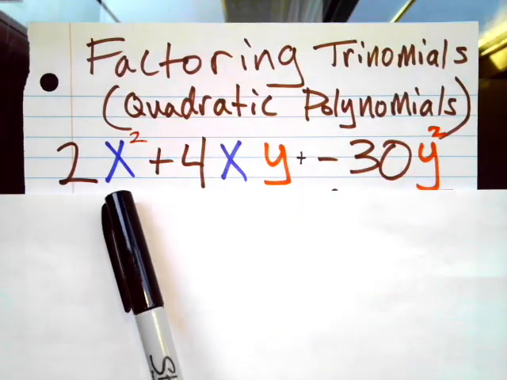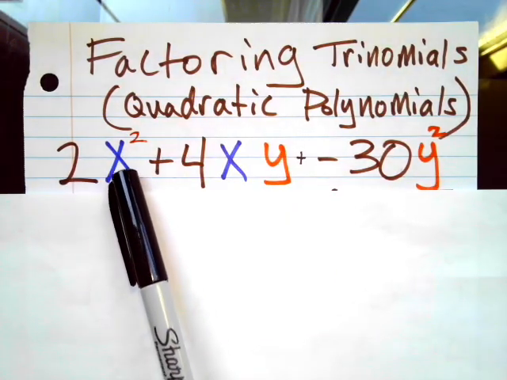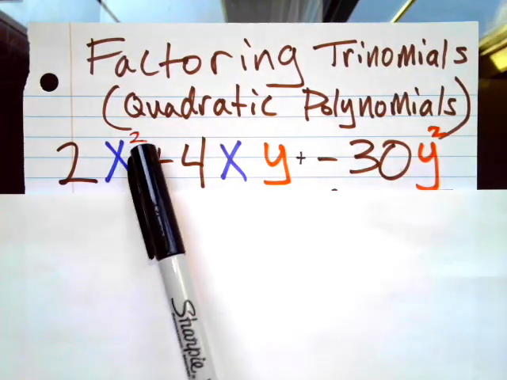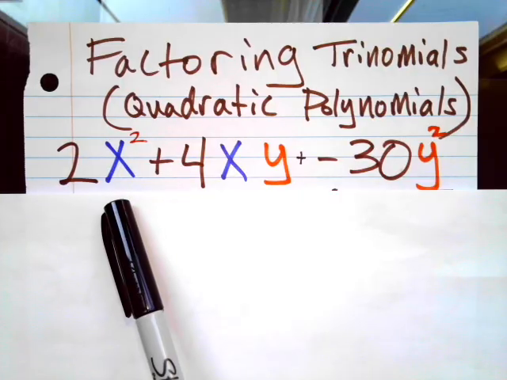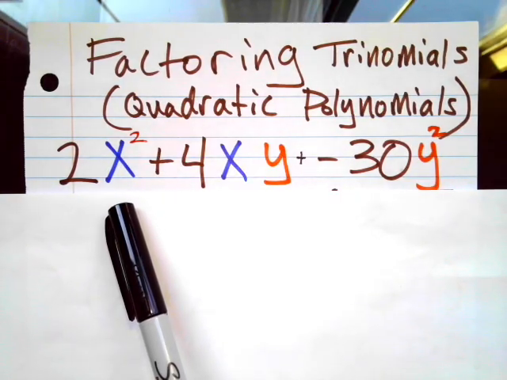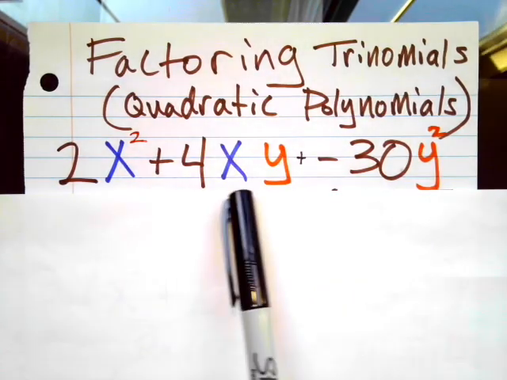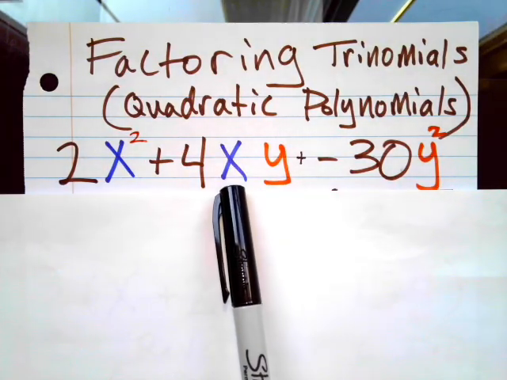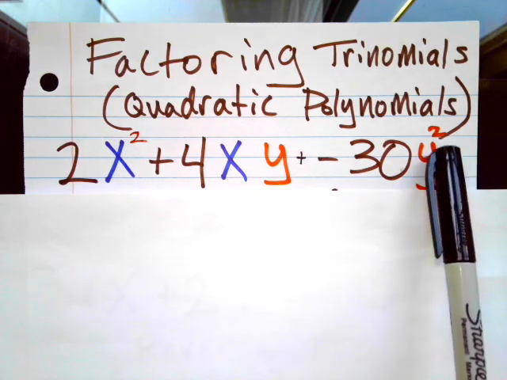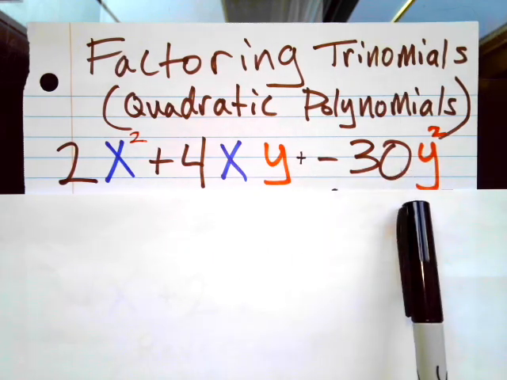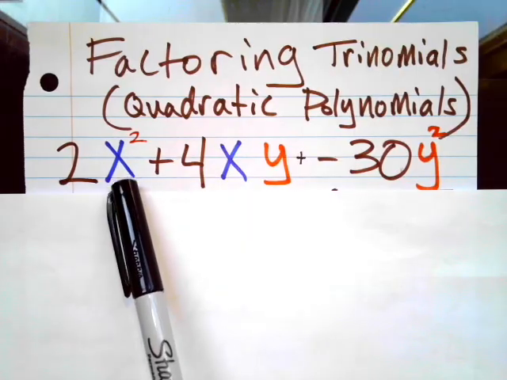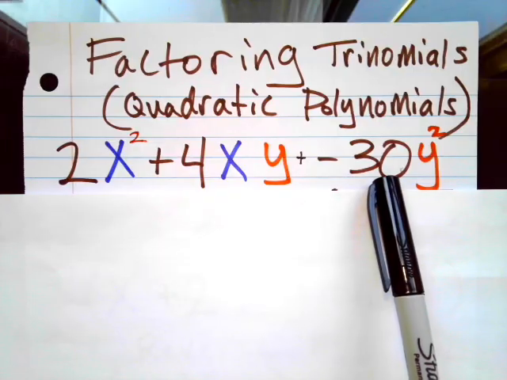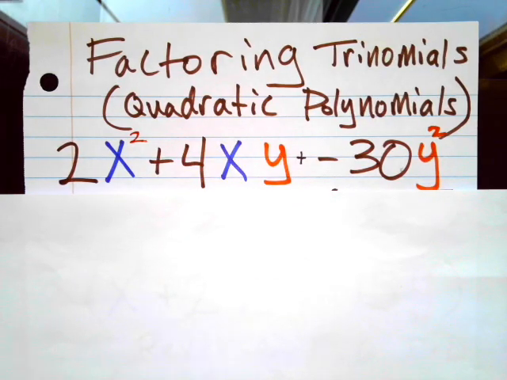Well, I can divide at least a minimum of 1x into this first term, because I have two x's, right? X times x is two x's multiplying together. With the plus 4xy term, I have an x, so I can divide x here. But with the negative 30y squared term, I have no x's. So I cannot factor out or divide x into each of these terms. So that doesn't work.